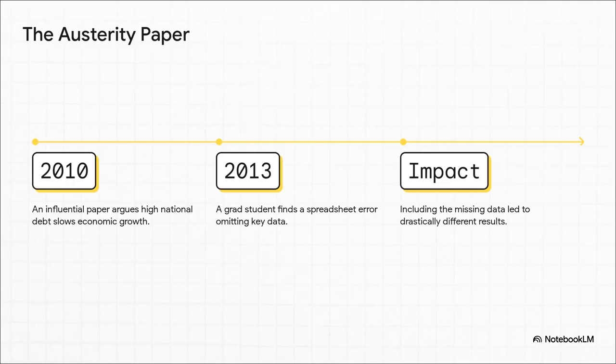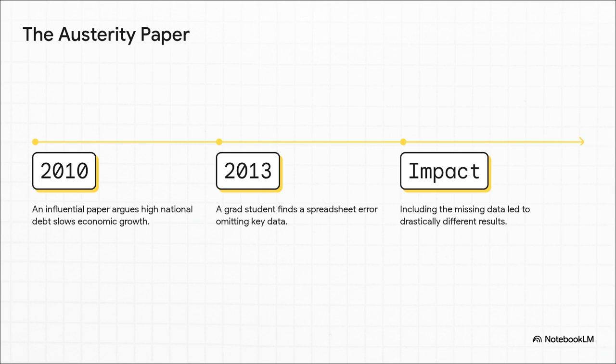So back in 2010, two economists, Reinhardt and Rogoff, published this paper arguing that high national debt just cripples economic growth. This idea became a massive justification for austerity policies worldwide. But then, fast forward to 2013, a grad student decides, hey, I'm going to try and reproduce their results. And guess what? He couldn't.